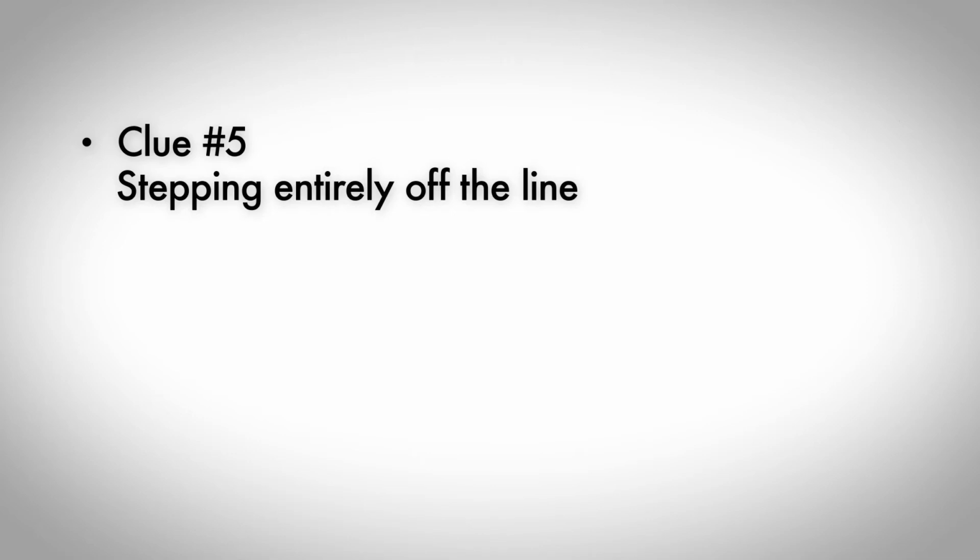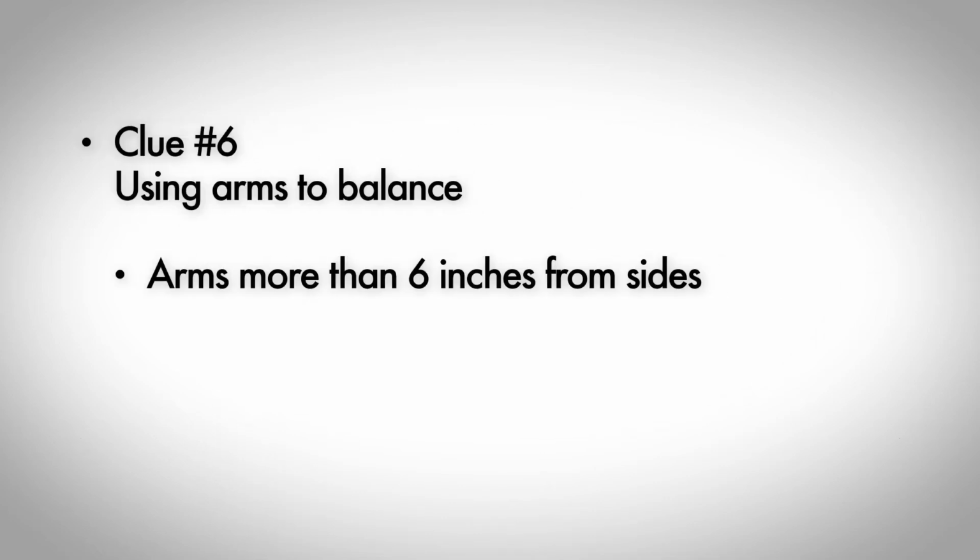Another validated clue of impairment is the subject stepping off the line. Their foot must be entirely off the line and not just slightly out of alignment in order to count as a clue. The subject may also use their arms to balance. In order to count as a validated clue, watch for arms further than 6 inches from the subject's side.